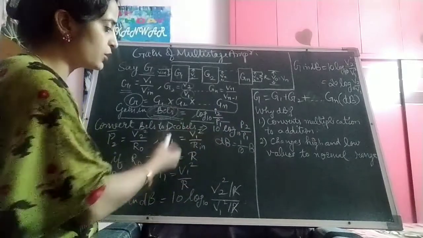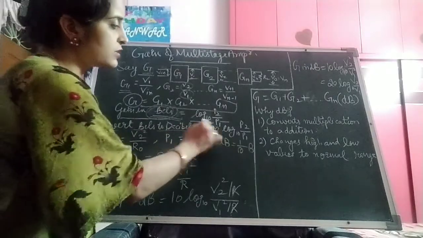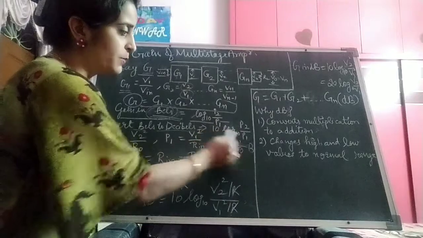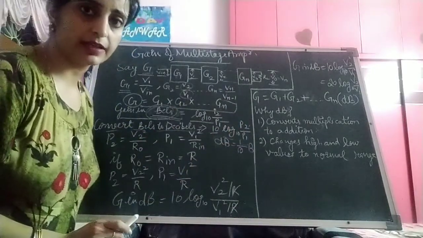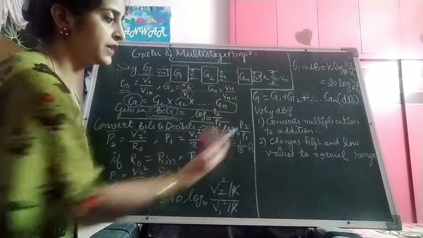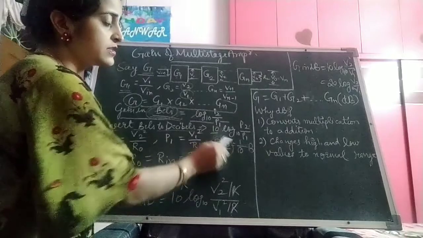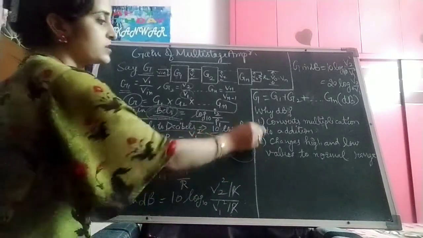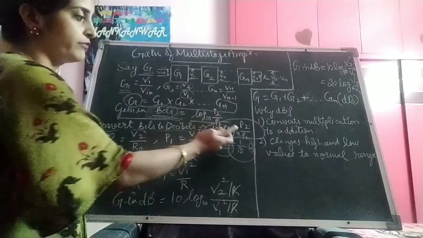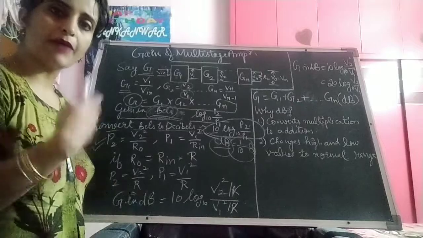So if we have to convert bels into decibels, then log base 10 of P2 by P1 will become 10 times log base 10 of P2 by P1. That is the power at the output divided by the power at the input side. So in decibels, we will have this kind of equation. Then P2 is the power at the output side.